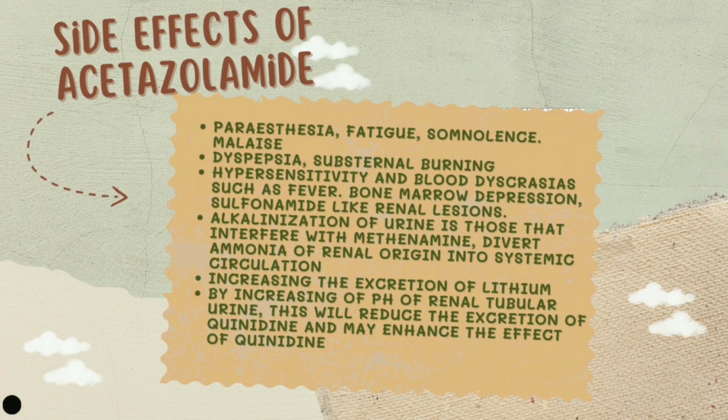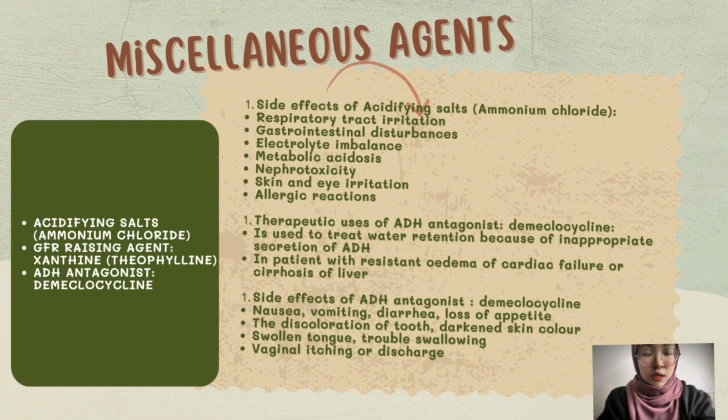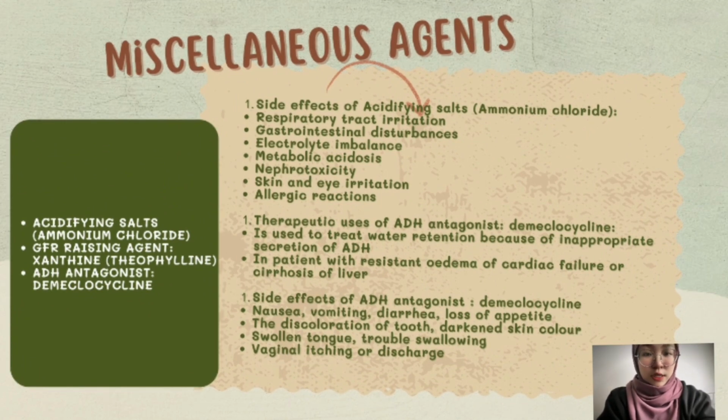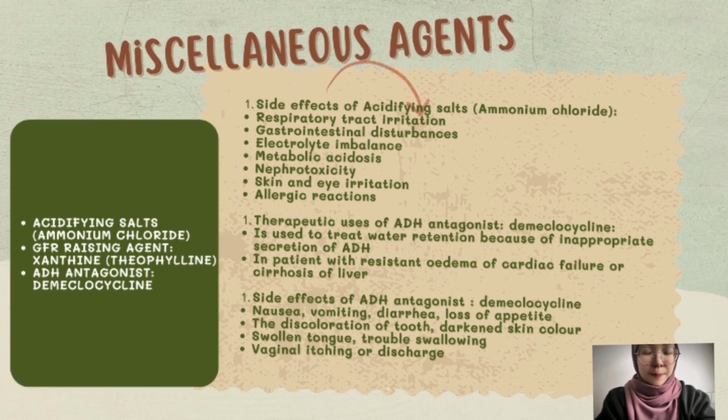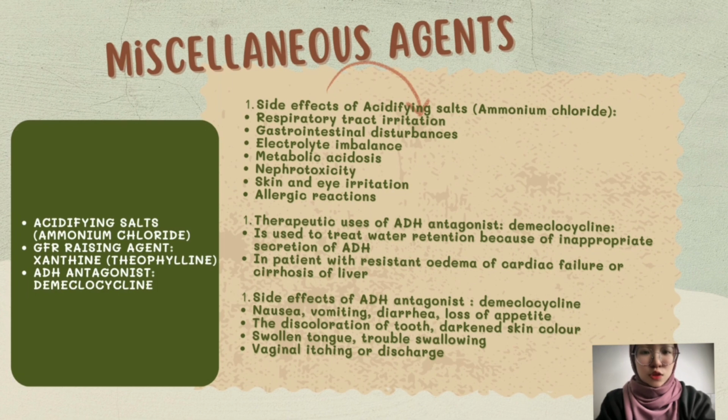The side effects of the acidifying salts, ammonium chlorides, are respiratory tract irritations. It can cause allergic reactions, nephrotoxicity, the gastrointestinal disturbance, skin and eye irritations. The therapeutic uses of the demeclocycline, it is used to treat water retentions due to inappropriate secretions of ADH. It is most common in patients with edema of cardiac failure or cirrhosis of liver.